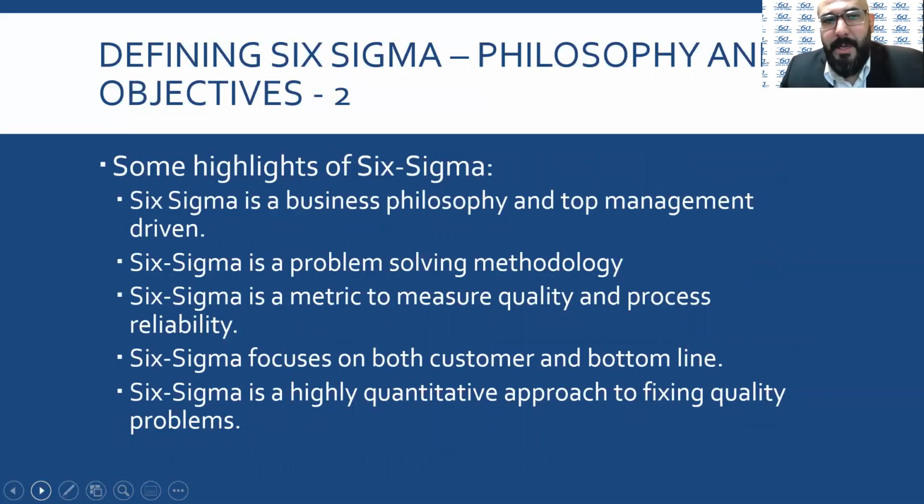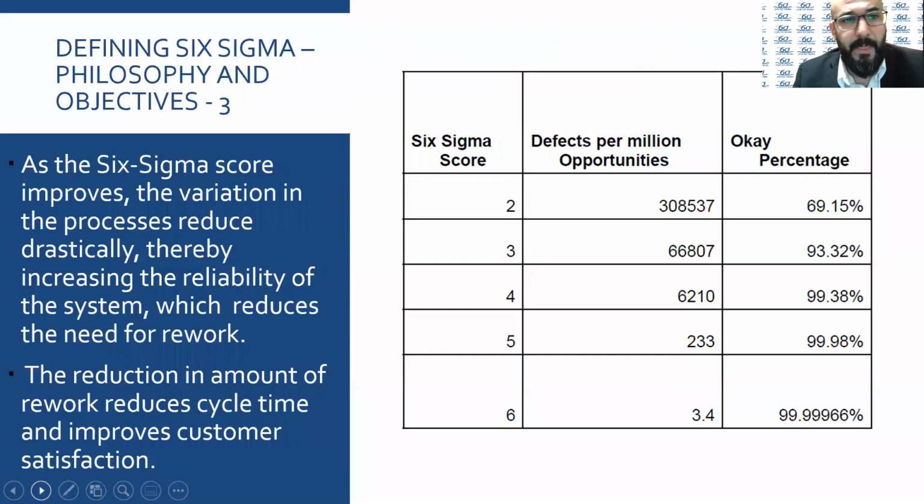Some highlights of Six Sigma. Six Sigma is a business philosophy and is top management driven. So it is coming from management. As we mentioned, the executive management is responsible for providing all the resources needed in order to implement the project. Six Sigma is a problem solving methodology. Also, it is a metric to measure quality and process reliability. Six Sigma focuses on both customers and bottom lines. It is a highly quantitative approach to fixing quality problems. These are just highlights of how we deal with Six Sigma.